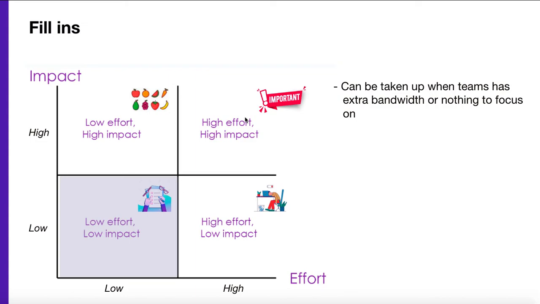And the last one is fill-ins, which is low effort and low impact. This is also, I would not say bad like the third quadrant that we've seen. The items or projects in this quadrant can be taken up when teams have extra bandwidth or there's nothing to focus on. Given that type of scenario, then you can pick up items or projects in this particular quadrant. But the two main quadrants that teams need to focus on are the items and projects that fall in these two quadrants. So that's about the impact effort matrix.